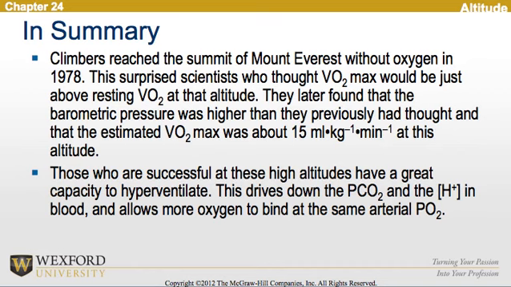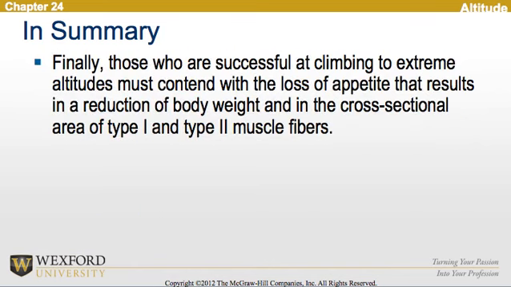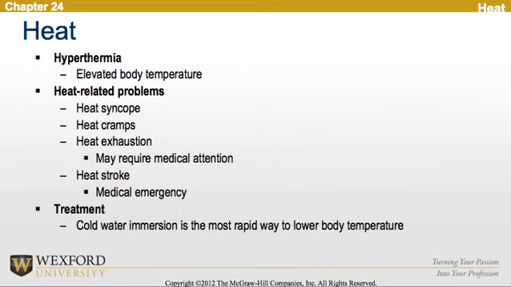Those who are successful at these high altitudes have great capacity to hyperventilate. This drives down the partial pressure of carbon dioxide and the hydrogen ion concentration in the blood and allows more oxygen to bind at the same arterial pressure of oxygen. Finally, those who are successful at climbing to extreme altitudes must contend with the loss of appetite that results in a reduction in body weight and the cross-sectional area of type 1 and type 2 muscle fibers.